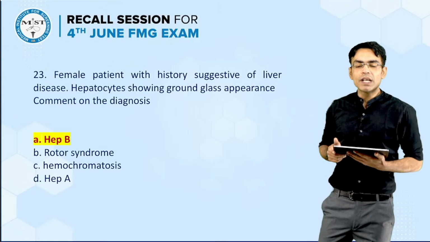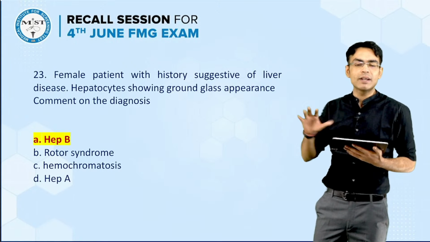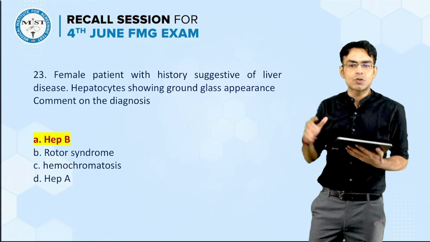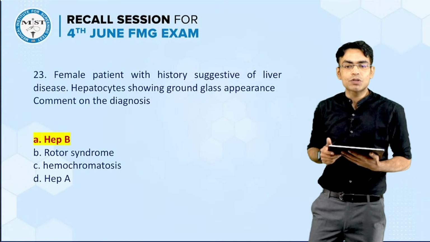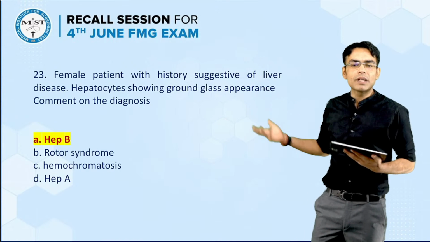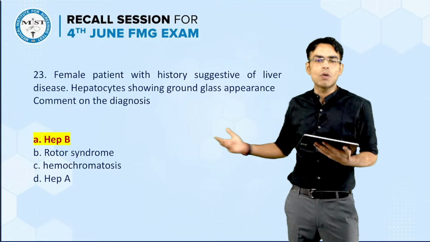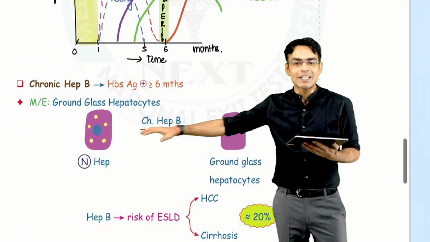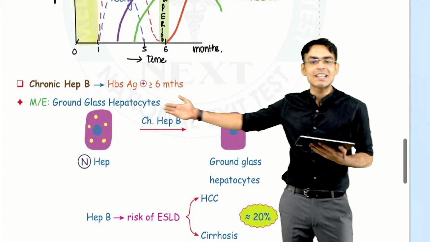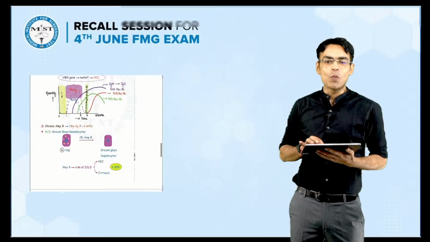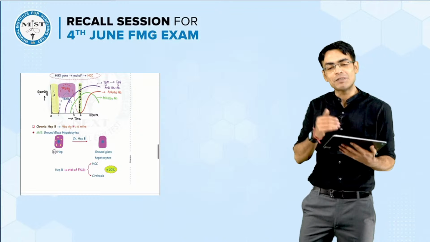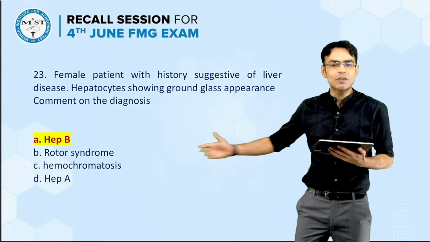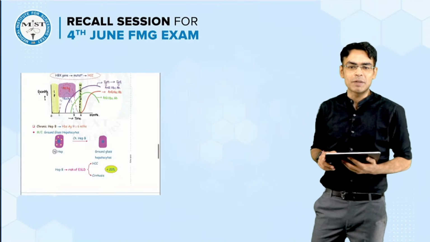Female patient with history suggestive of liver disease, hepatocytes showing ground glass appearance. There were other things also which somebody was saying, but they were not very evident. So, anything we want to add on to this question, please let me know. They were telling ground glass appearance was seen, and they were asking to comment on the diagnosis. Obviously, we have written this: ground glass hepatocytes, the glycogen granules are missed, we have discussed this. It is seen with chronic hepatitis B. What is chronic hepatitis B? When the HBsAg antigen is present for more than or equal to 6 months. So a very straight question, the answer would be chronic hepatitis B.